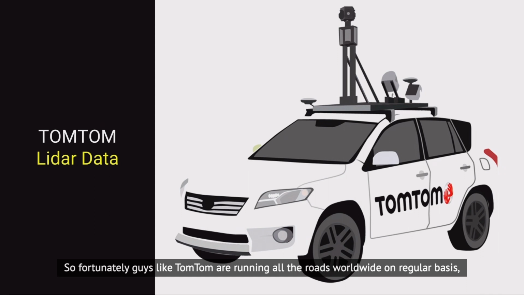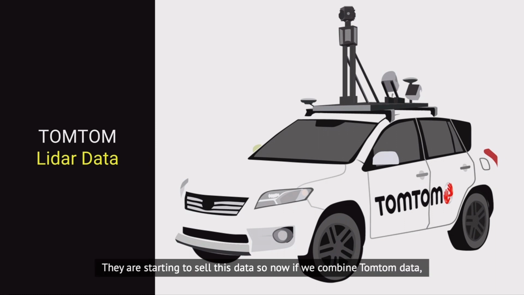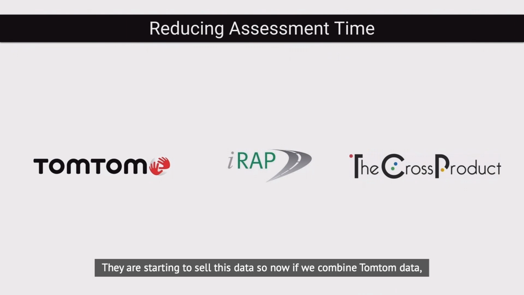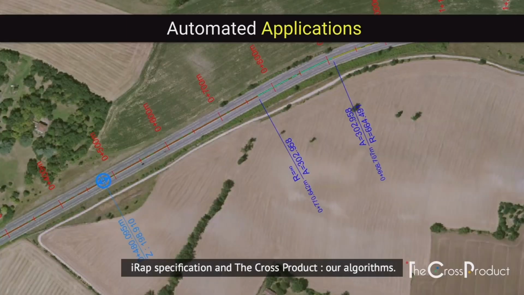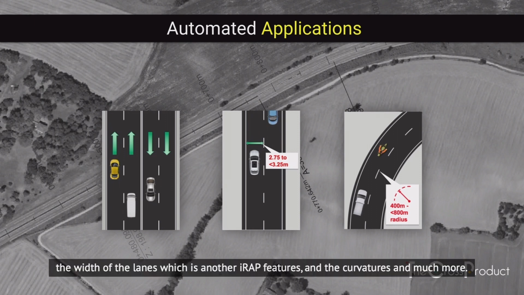Fortunately, companies like TomTom are running all the roads worldwide on a regular basis to update their own algorithms. And this data is now available for anyone. They're starting to sell this data. So now if we combine TomTom data, iRAP specification, and the Cross Product algorithms, by reverse engineering the highways, we can, for example, detect the number of lanes and the directions, which is one iRAP feature, the width of the lanes, which is another iRAP feature, and the curvature, and much more.